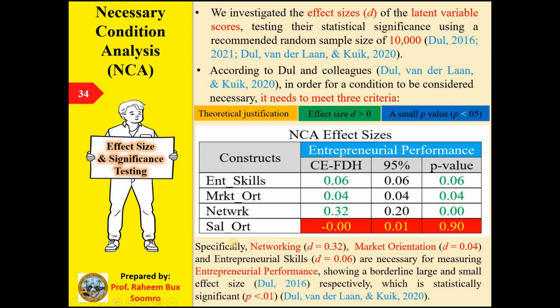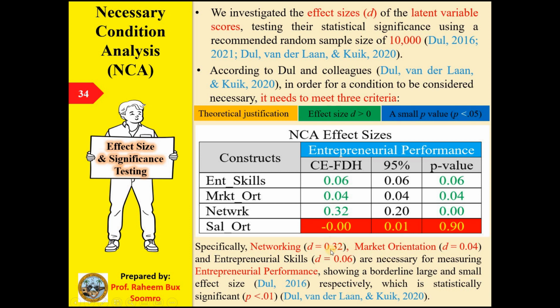So now we can write the result in this way, especially networking d. So d means the symbol of the effect size. So networking 0.32, market orientation 0.04, and entrepreneurial skills 0.06 are necessary for measuring entrepreneurial performance. Whenever we measure entrepreneurial performance, we have to consider these three, because these three are necessary, showing the large effect, and the borderline and smaller effects respectively.